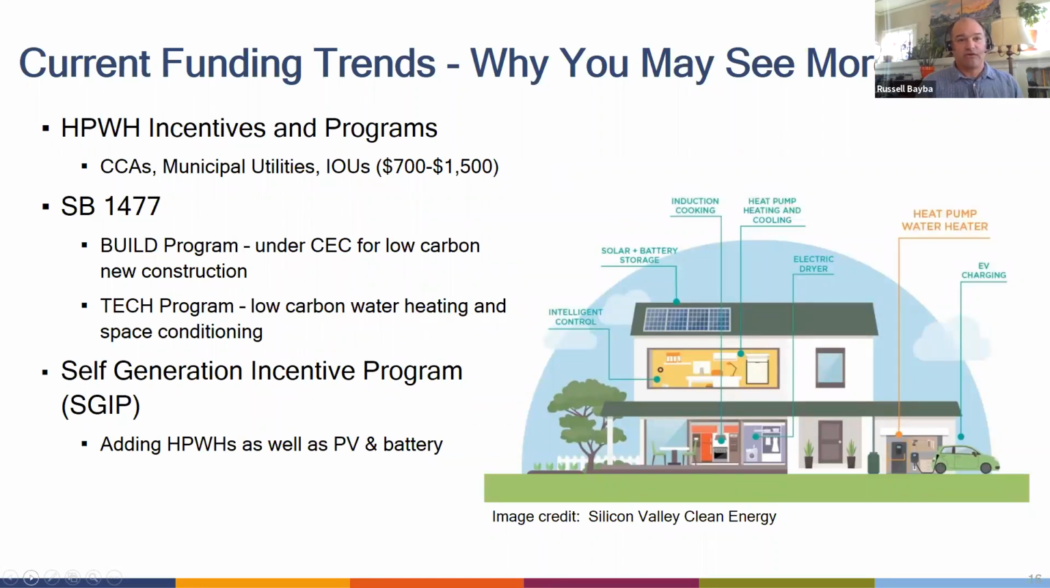Okay, so current funding trends. There's a lot of different programs out there that are offering rebates to these throughout California. And they range from $700 to $1,500 depending on where you are. So there's a lot of either the CCAs, the RENs, and the investor-owned utilities as well. So everyone either has an incentive program or they're developing one.